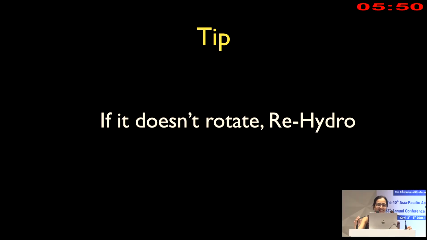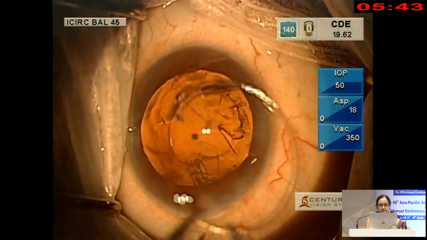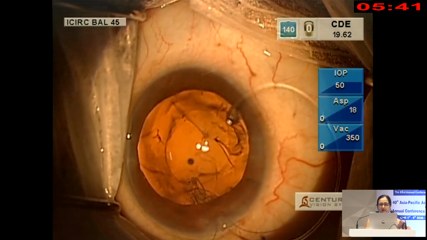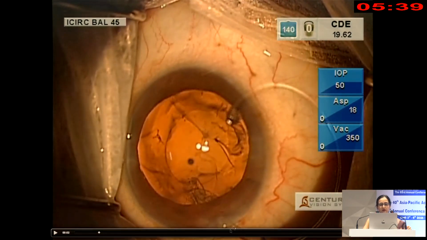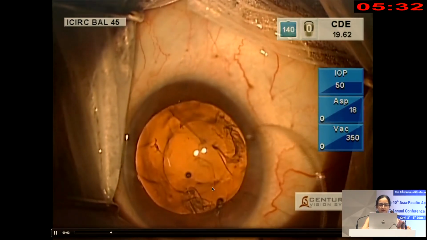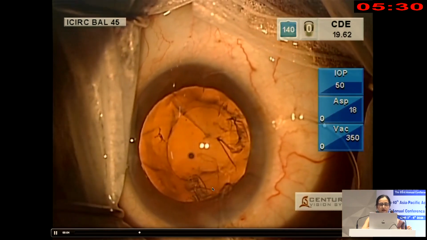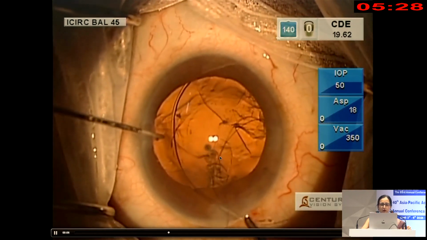Thank you. So again, like I said, if it does not rotate, then please rehydro at any point. So going back to the original case that I showed you, if you remember, there was a sub-incisional 2 to 3 clock hours of zonular dialysis. So here the point is putting a CTR, not a very technical thing.